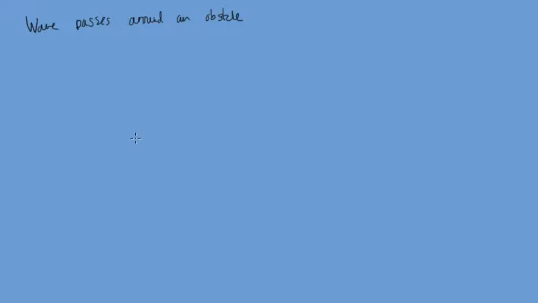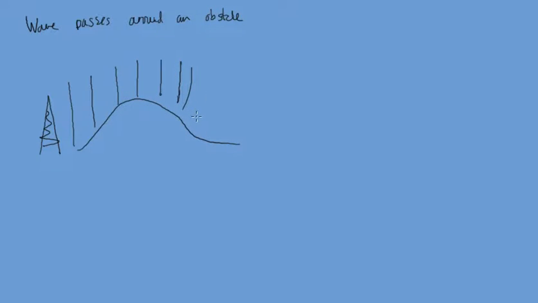For example, if you had a mast that's letting off a radio signal, and here we have a hill. Here are your wavefronts coming out of the mast, and they hit this hill, and they don't go through the hill. They're blocked by the hill. And what will happen is, as the wavefront passes the hill, it bends round it like this.